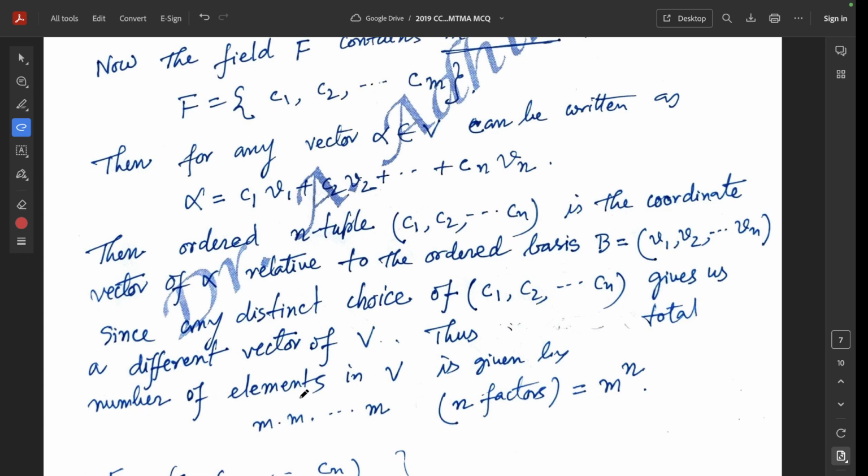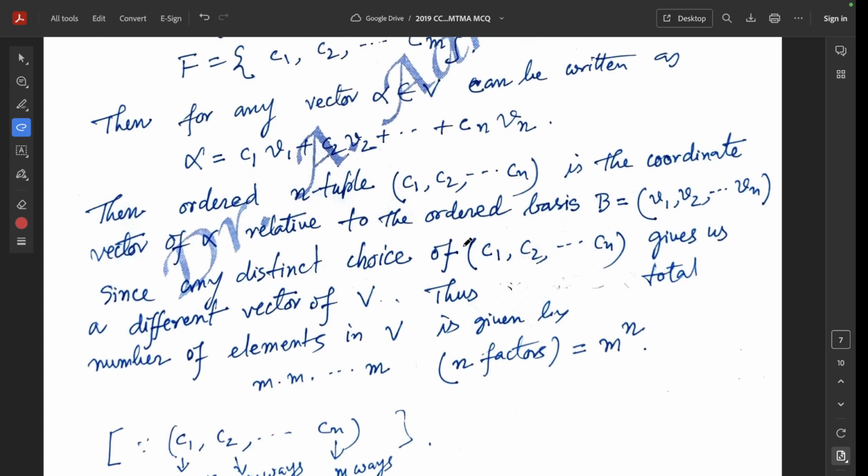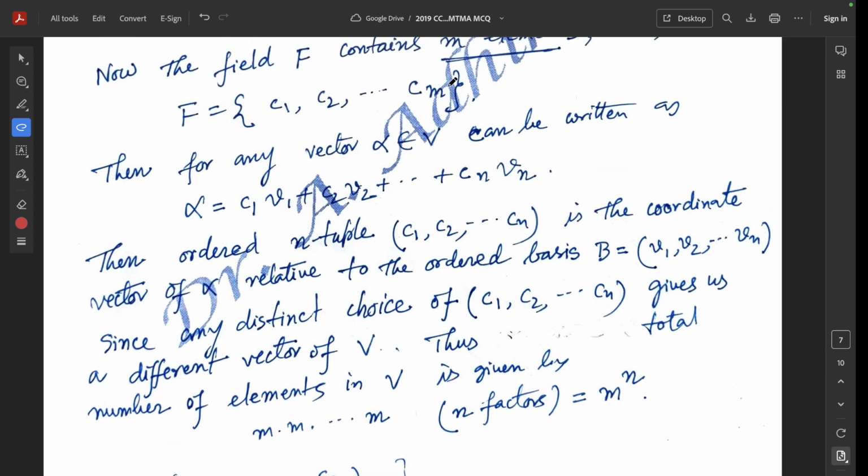Thus, the total number of elements in V is given by this: c1, c2, ..., cn can be chosen from the set F. So the first position can be chosen in m ways, the second position can be chosen in m ways, and the nth position can be chosen from these m elements in m ways. So we get m into m into m, dot dot dot, n factors, that is m to the power n.